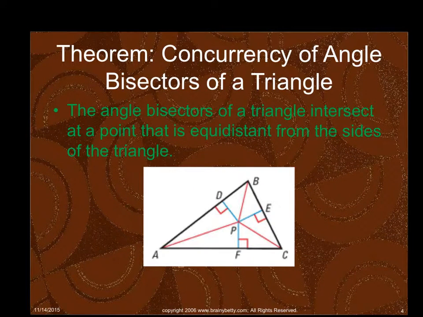Okay, concurrency of angle bisectors of a triangle. So just like a perpendicular bisector, there are 3 angle bisectors to every triangle. And where they meet, that point of concurrency would be equidistant from the sides of the triangle. So perpendicular bisectors are equidistant from the vertices. Angle bisectors are equidistant from the sides.